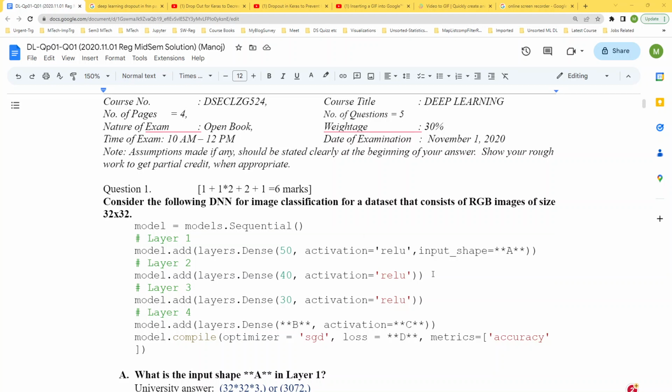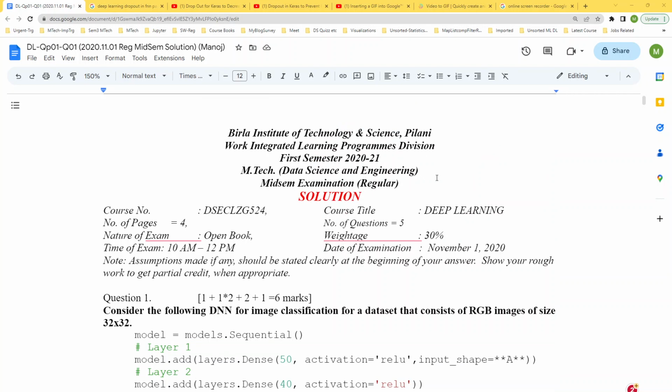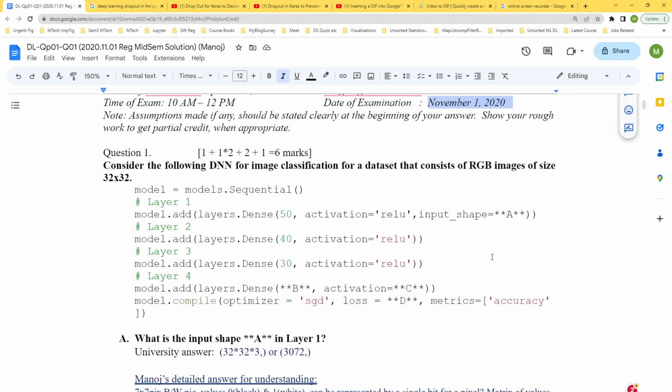Yeah. So this is the first question. You can see the screen, no? The 2020 number one. This question is actually a simple question, but it's a bit of a trick. It's saying: consider the following DN is a deep neural network for image classification for a dataset that consists of RGB image size of 32 by 32.